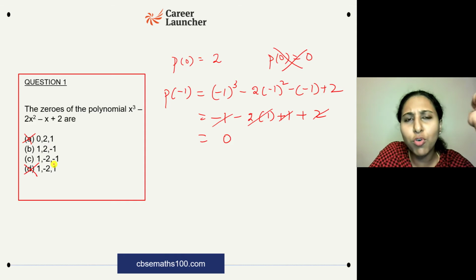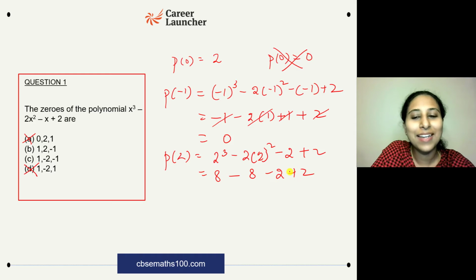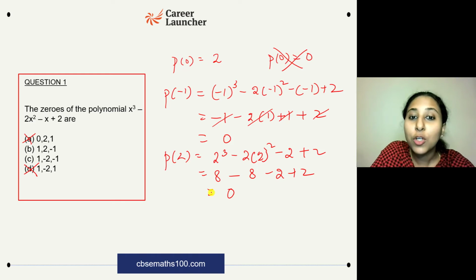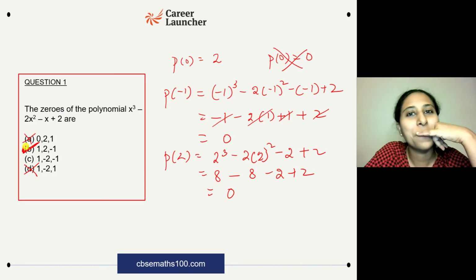So we need to check for 2 or minus 2. Let's check any one. Check for 2. You get 2 cube minus 2 into 2 square minus 2 plus 2. This gives you 8 minus 8 minus 2 plus 2. What do you get as the answer? The answer is 0, which means 2 also has to be a 0 of the polynomial. My answer should be 1, 2, minus 1.